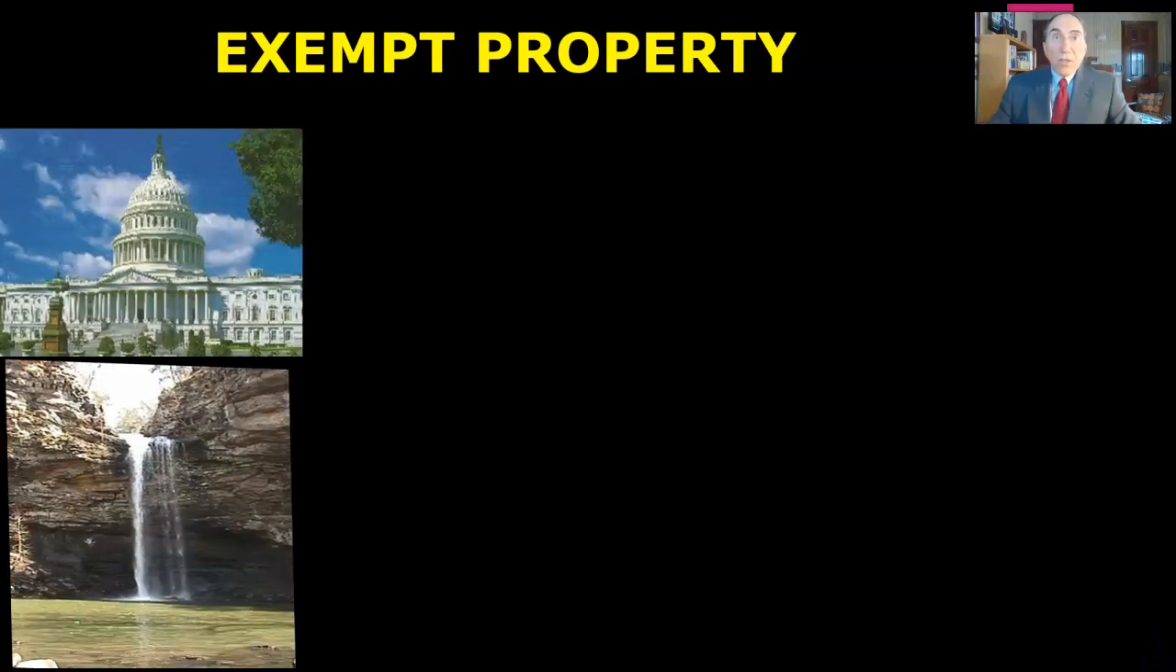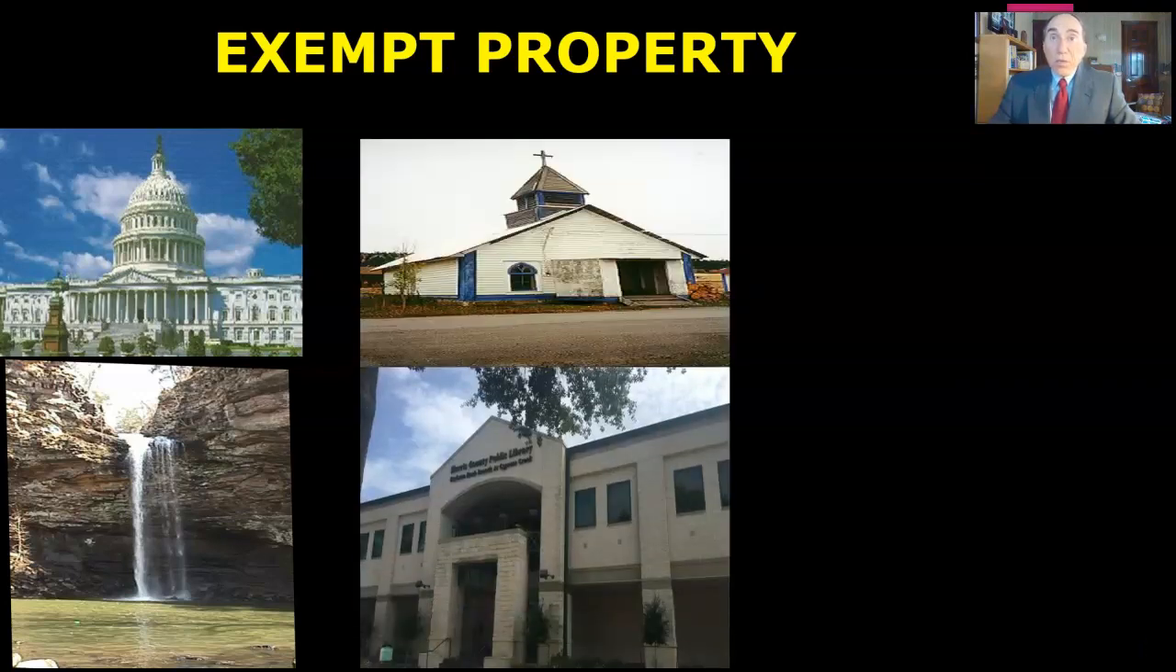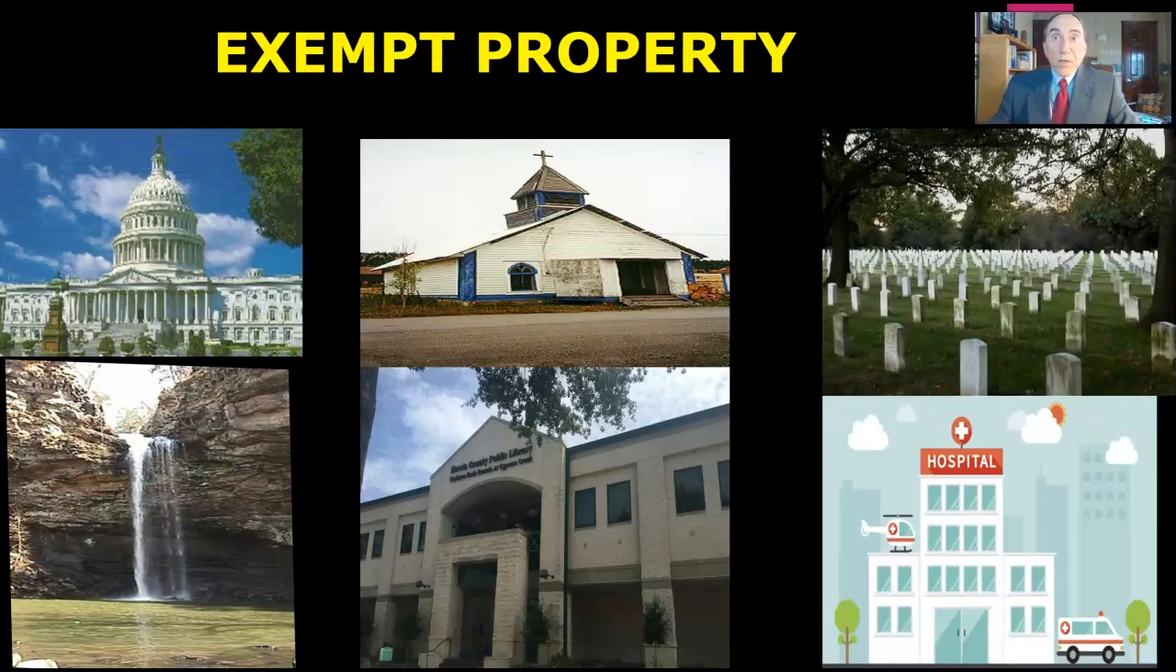All states and the District of Columbia exempt certain types of property from taxation, such as federal, state, county, and government buildings and land, religious, charitable organizations and literary buildings, cemeteries, and healthcare facilities. Each jurisdiction differs by statute regarding the particular exemptions.